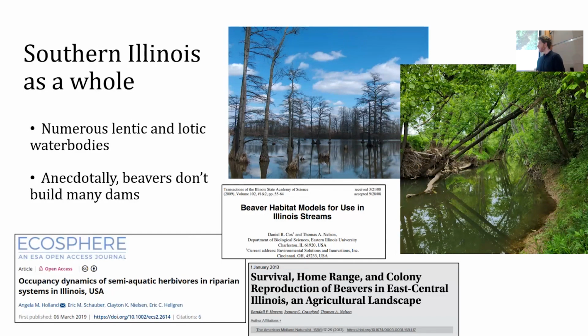but altogether, beavers are not necessarily synonymous with beaver dams in Southern Illinois. So taking that as a whole, Southern Illinois makes a really great area to address some of the gaps in our understanding that I've talked about, specifically this difference between aquatic and terrestrial factors, lentic and lotic water body types, and this possible influence of beavers with and without a dam.